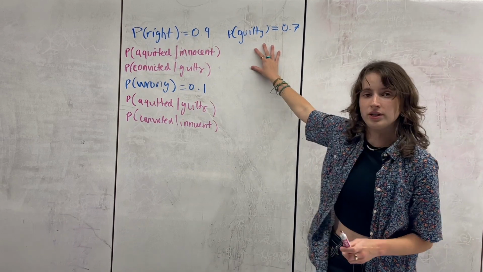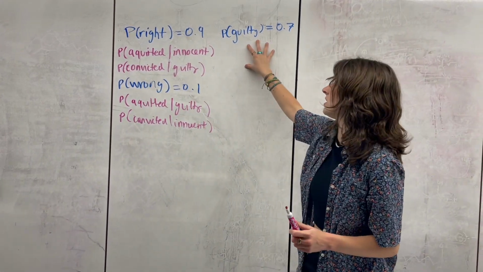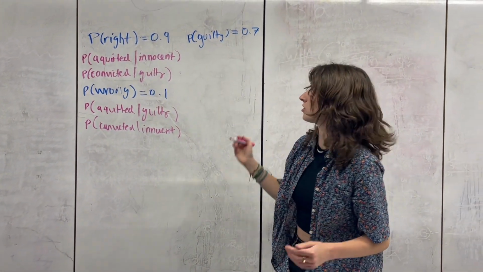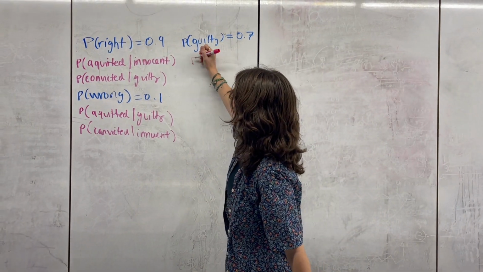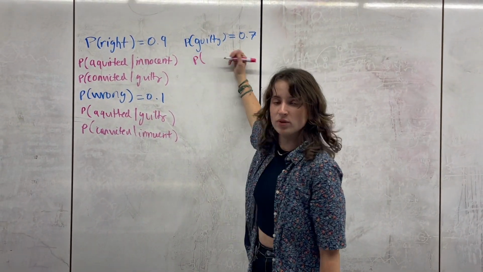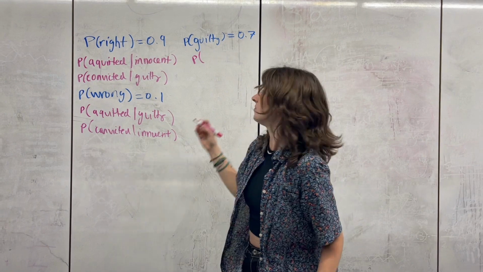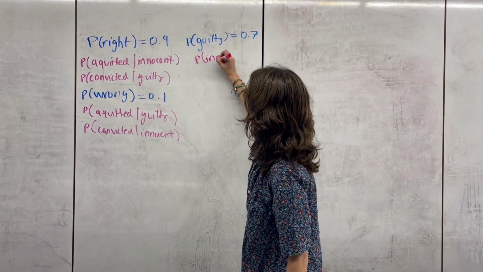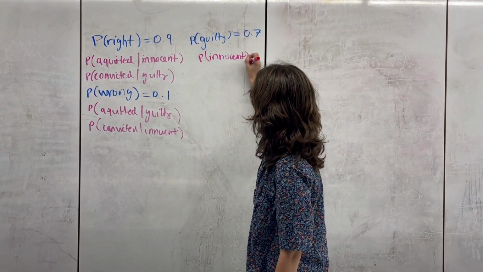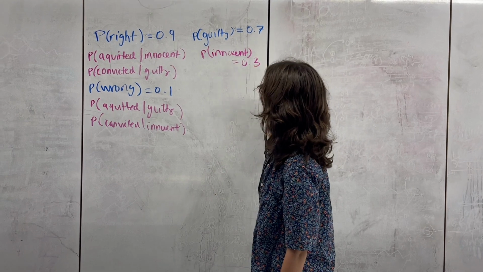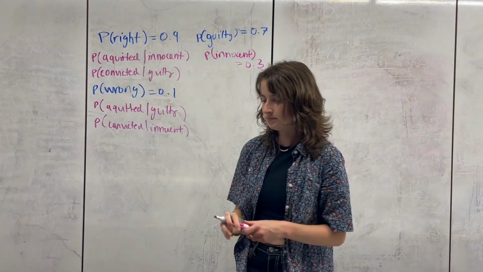And then we're also given in the question the probability that someone's guilty is 0.7. And this one's a little more simple. This is just the complement of this, the probability that someone's innocent, is 0.3. And that's 1 minus 0.7.